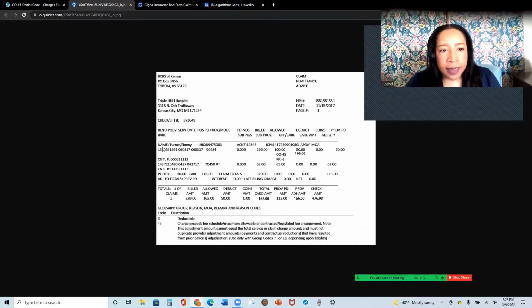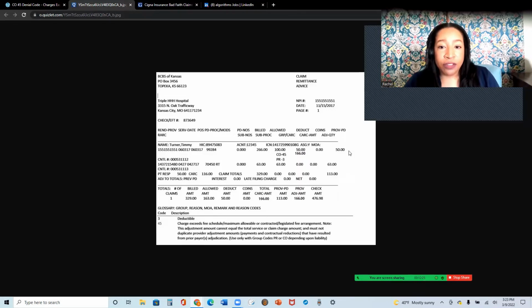This is what it would look like. This is the patient's name, Turner Timmy. Turner Timmy saw a doctor and had a procedure, and the doctor charged $266. Your agreement with the insurance company, your contract, states that you will get paid $100 for it, and the patient will pay a $50 deductible. Once the patient pays his deductible and the insurance pays, you're going to get $100.